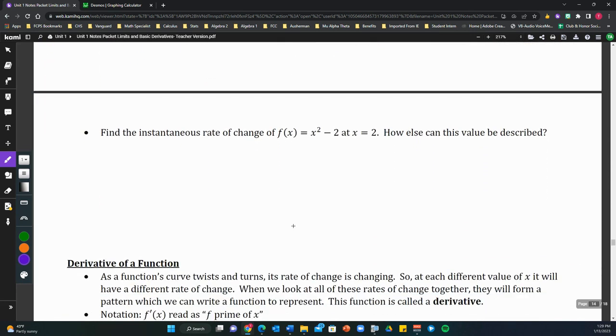So let's try some. I want to find the instantaneous rate of change of the function f of x equals x squared minus 2 at x equals 2. So instantaneous rate of change, or slope of the tangent line, is equal to the limit as h approaches 0 of f of, so my a value in this case is that 2, so 2 plus h minus f of 2, over h. So that's the definition that we had a second ago. So always begin with that, and then this notation actually informs the process.